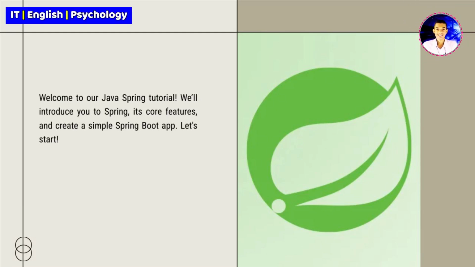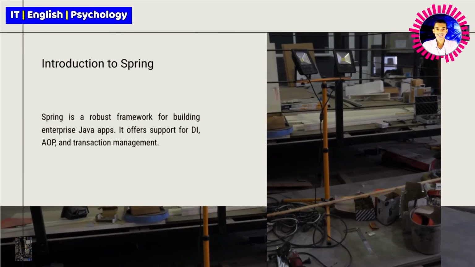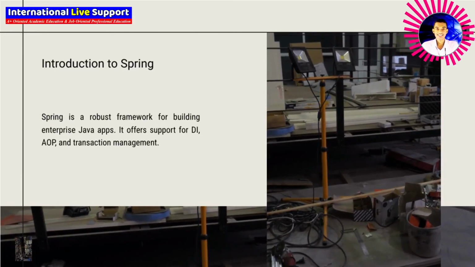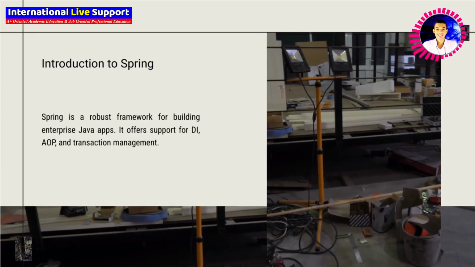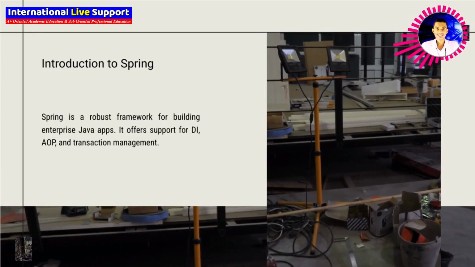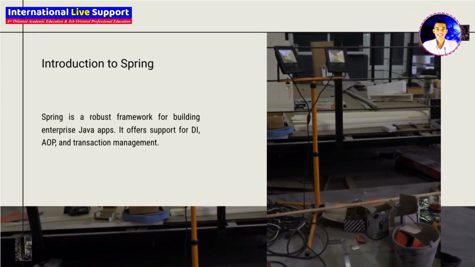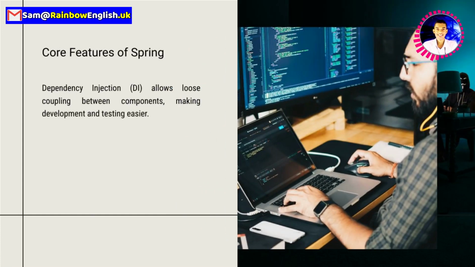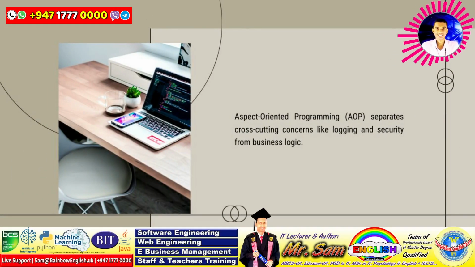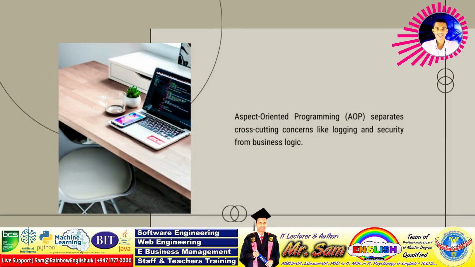Let's start. Spring is a robust framework for building enterprise Java apps. It offers support for DI, AOP, and transaction management. Dependency injection, DI, allows loose coupling between components, making development and testing easier. Aspect-oriented programming, AOP, separates cross-cutting concerns like logging and security from business logic.